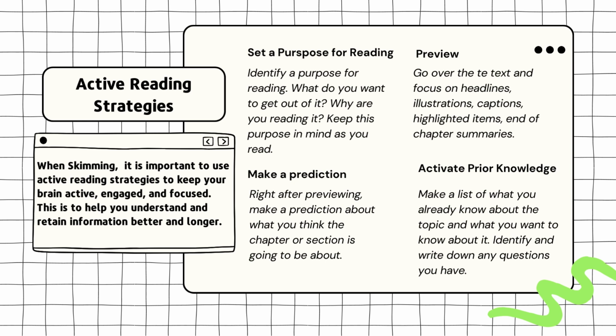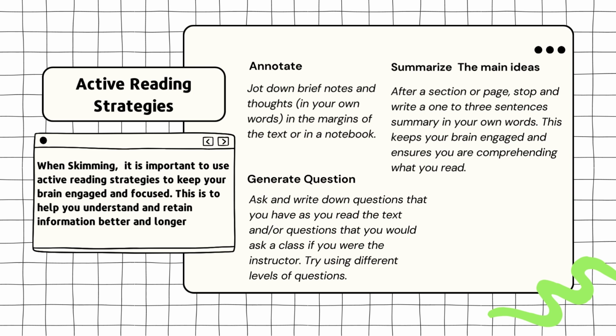Here are a few effective active reading strategies to pair with skimming. First of all, set a purpose for reading, then review, also make a prediction, activate your prior knowledge, annotate, summarize the main ideas, and ask and write down general questions. So, I hope you can apply these active reading strategies.